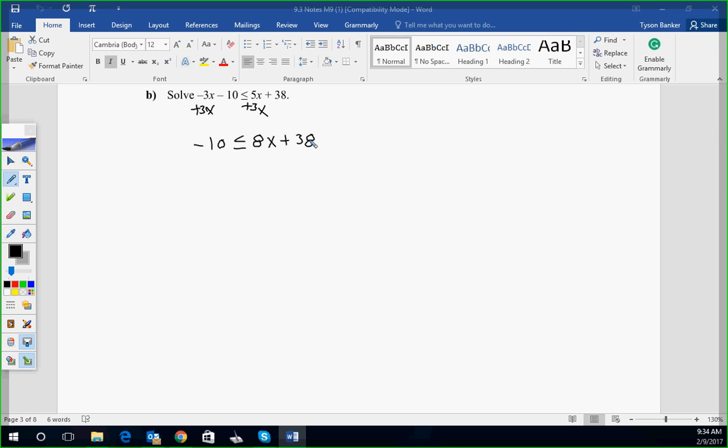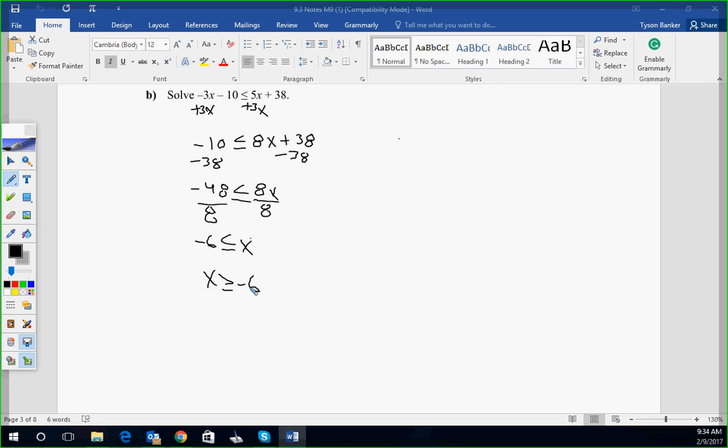So now we simply minus 38, negative 48, divide by 8. This is not a flip situation. Negative 6. So it's negative 6 is less than or equal to x, or you can rewrite it the other way: x is greater than or equal to negative 6. Those mean the same thing.